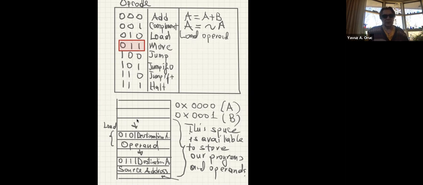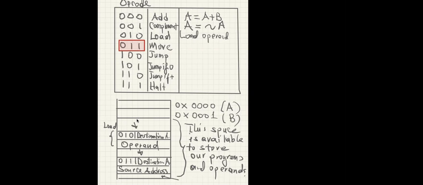Either I can load an operand, some value like 5, 10, minus 20, and so on, or I can point to an address, the source address, where some value may be stored, like minus 5, 20, 10, etc. And that will be copied into the destination address, the location pointed to by the destination address.